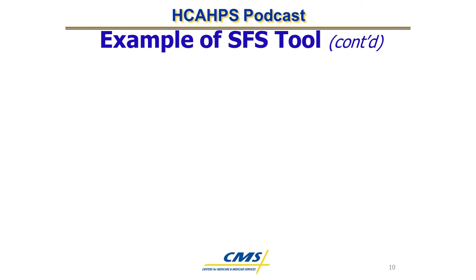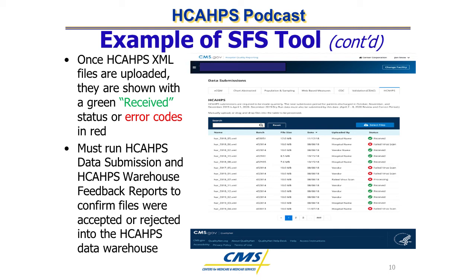Slide 10. Example of SFS tool continued. Once HCAHPS XML files are uploaded, submitters will see them listed with a green Received status or error codes in red. This page displays a summary log of submitted HCAHPS XML files with columns that include individual file names, file sizes, and submission dates. As before, submitters must still run HCAHPS data submission and HCAHPS warehouse feedback reports to confirm files were accepted or rejected by the HCAHPS data warehouse.